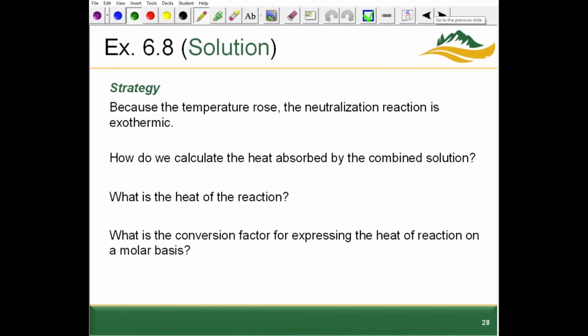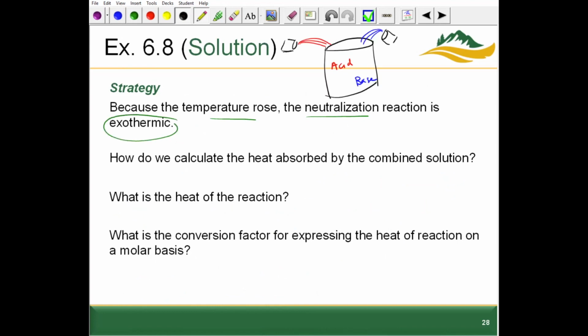To approach solving this, because the temperature rose, the neutralization reaction is exothermic. So if we took some vessel of acid and some vessel of base and mixed them together, we're told the initial temperature of the acidic solution and the initial temperature of the basic solution. When those get mixed, the temperature increases. That means we know that heat or energy is being given off in the reaction. These two reactants come together and heat is released. This is an exothermic reaction.